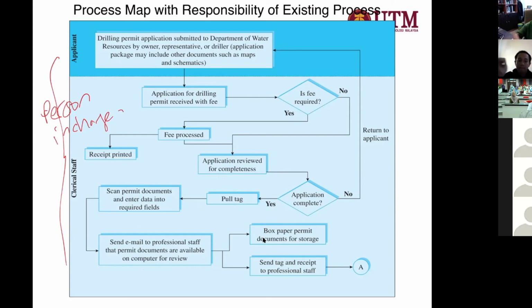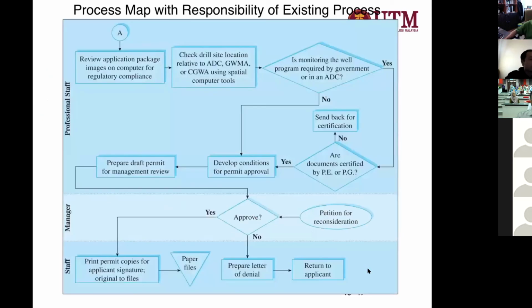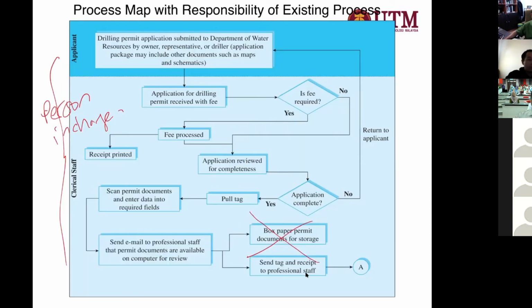So what happens if we don't have this? You don't know where to put the document. Then the side effect is a documentation problem. When the auditor comes for an audit, you don't have the evidence because you do not have proper filing. So filing should also be in the process map. Then send the tag and receipt to the professional staff. And A means connector, continue on the next page. Continue here, connector here, by the professional staff, because we have sent the stuff to the professional staff.